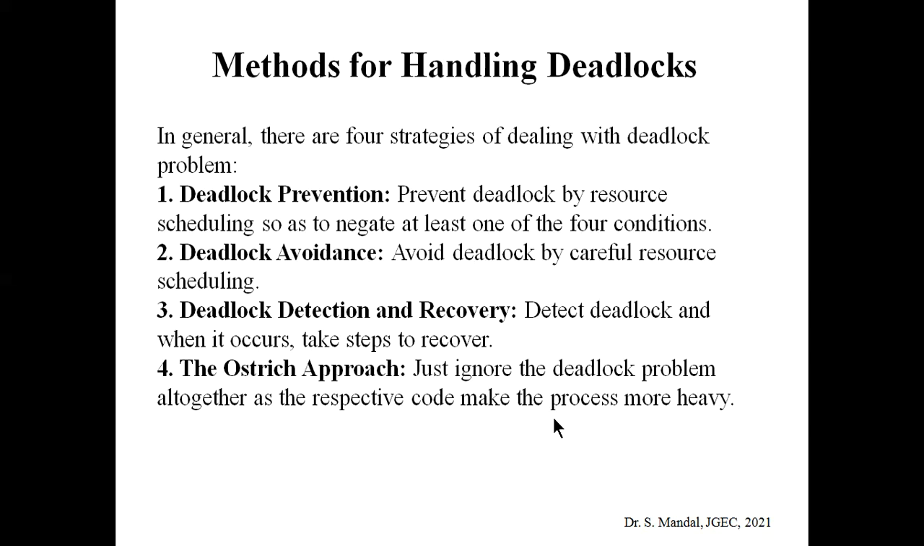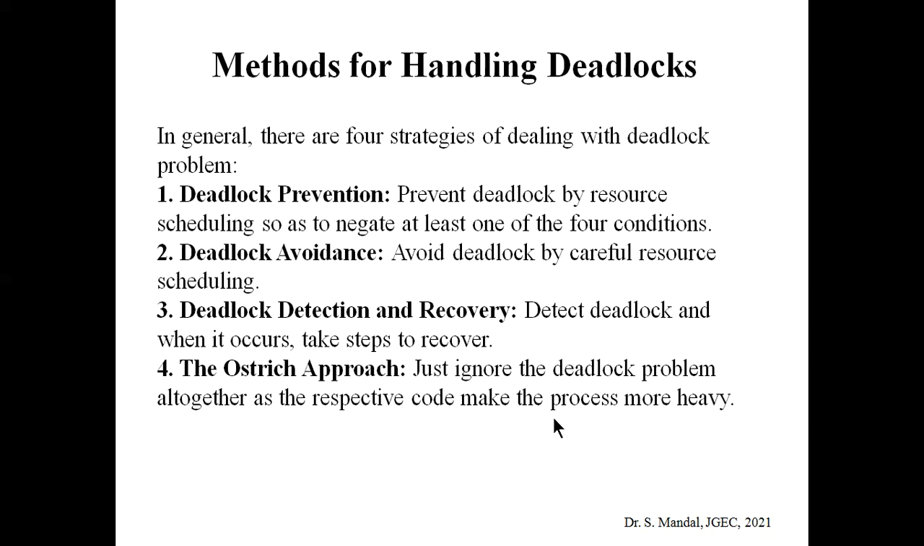So there are four strategies to deal with the deadlock problem. First of all is deadlock prevention. That means by using some kind of resource scheduling, we want to break at least one of the four necessary conditions that are required to create the deadlock. We already know these: mutual exclusion, hold and wait, no preemption, circular wait. So we need to break any of these conditions.